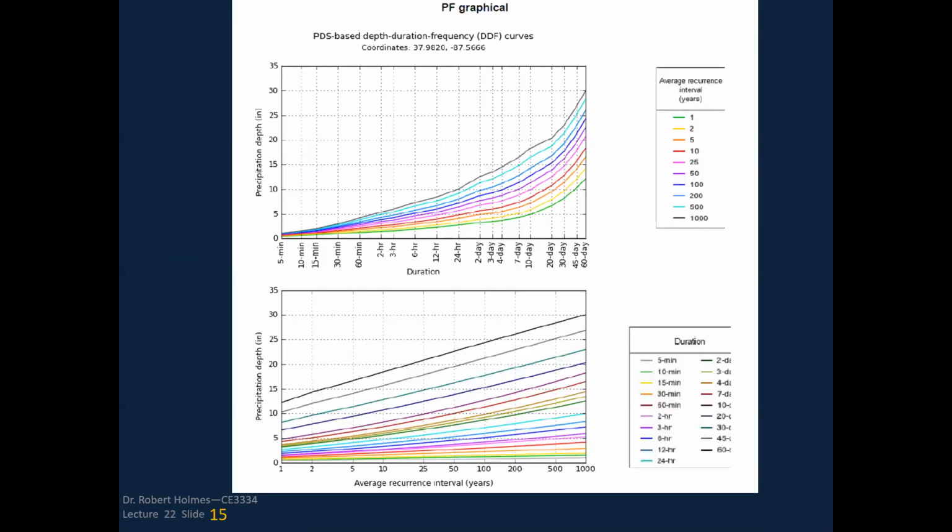You're going to pop up these two graphs. And again, this is precipitation depth in inches. This is duration. And you can see here's duration plotted. And then the colors are the various recurrence intervals.